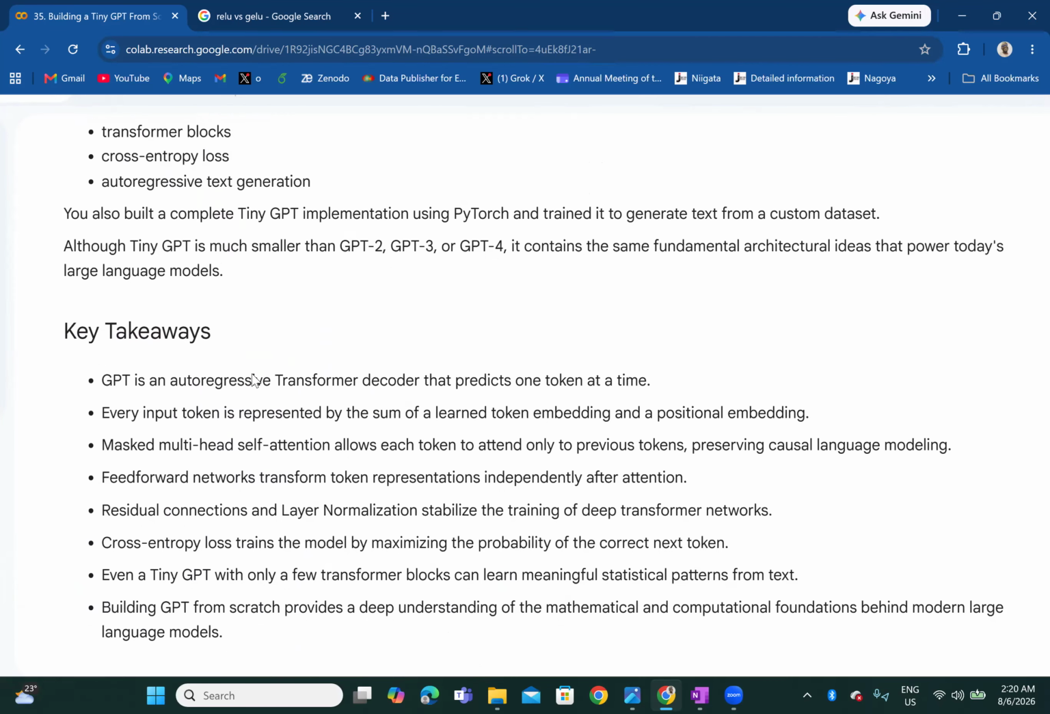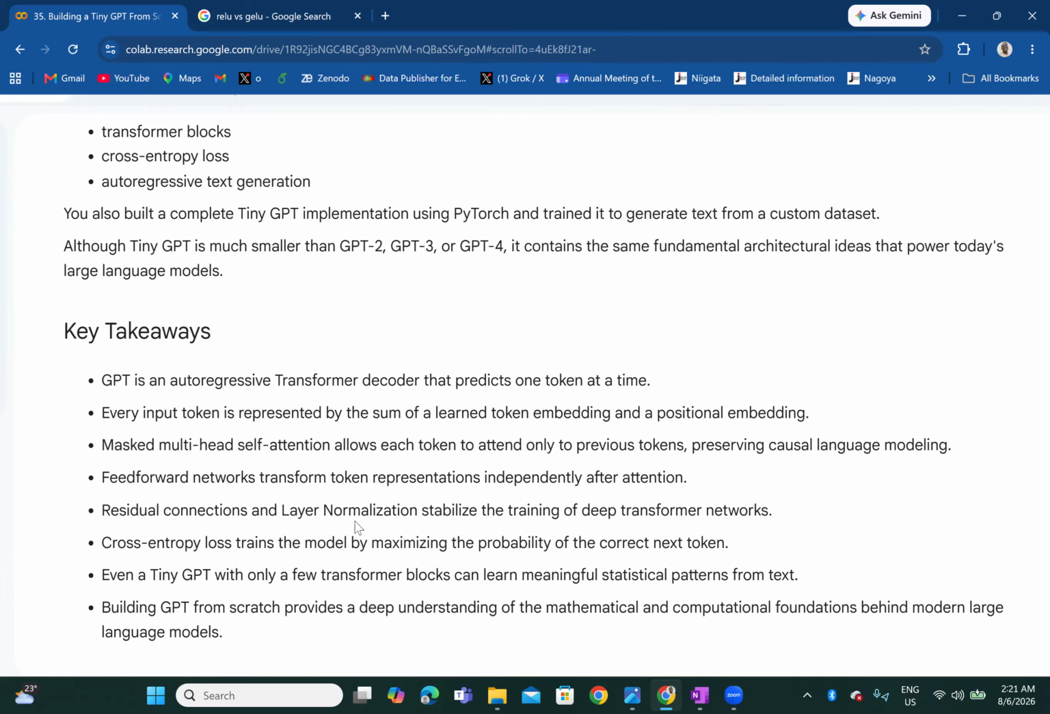So GPT is autoregressive. Our key takeaways: GPT is an autoregressive transformer decoder that predicts one token at a time, right? Every input token is represented by the sum of a learned token embedding and a positional embedding. Masked multi-head self-attention allows each token to attend only to previous tokens, preserving causal language modeling. So it's like you're not answering an exam question after having seen the question before getting into the exam hall. That's the idea of masked multi-head self-attention.